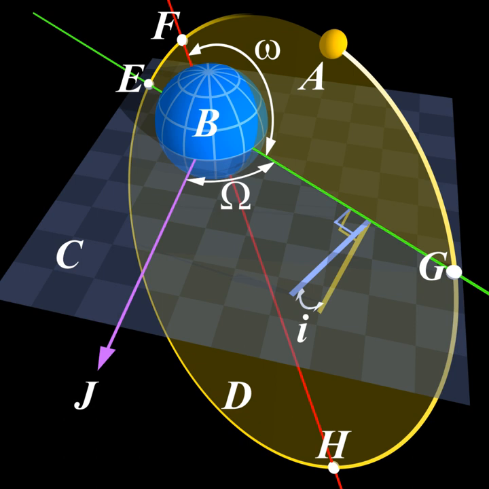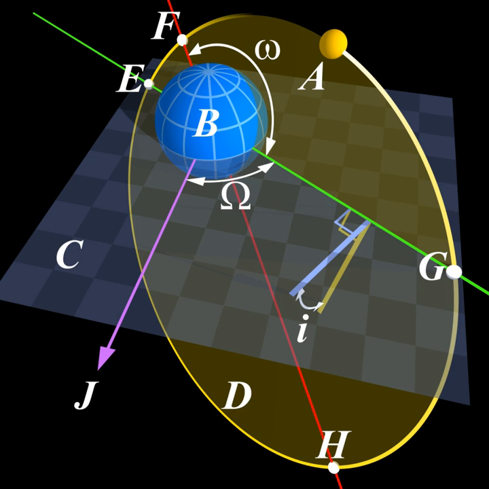T² ∝ a³, where T is the period and a is the semi-major axis. This form turns out to be a simplification of the general form for the two-body problem, as determined by Newton.